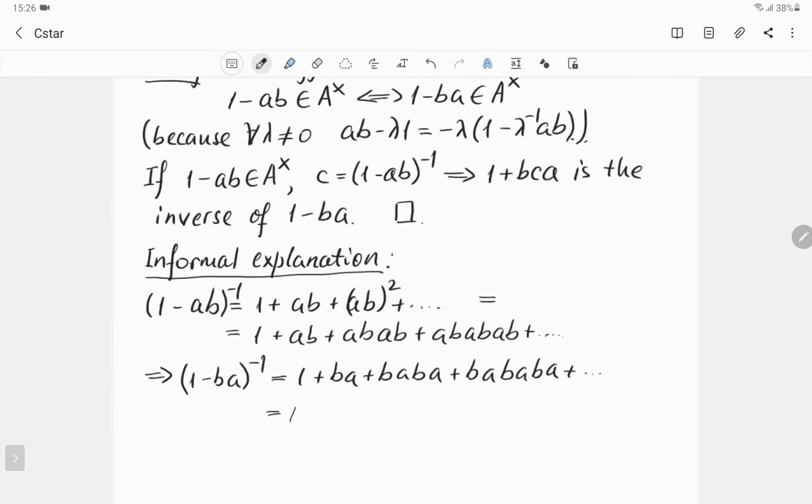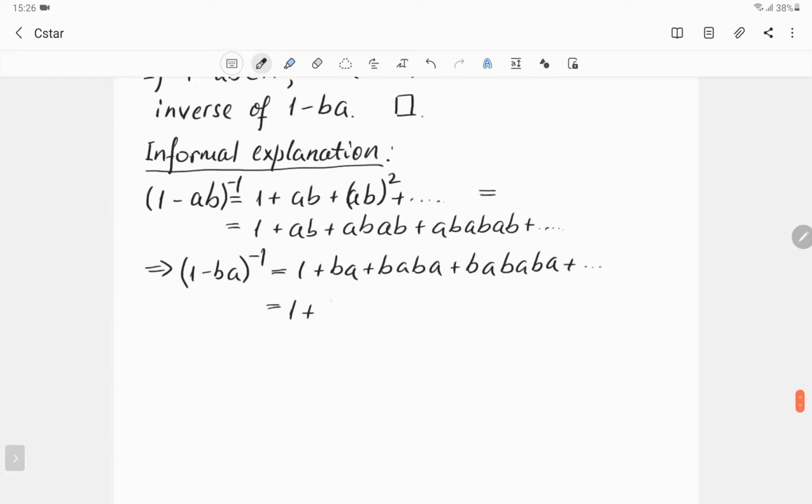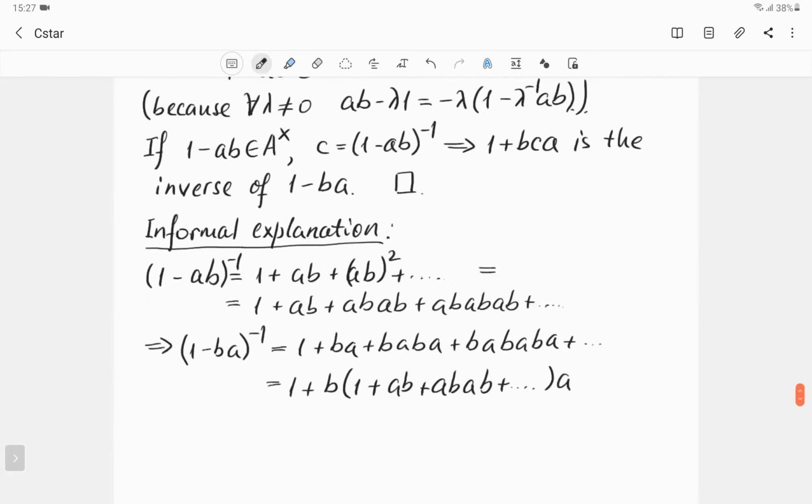And we do the following. This is 1 plus B multiplied by something and multiplied by A. And what is something? This is 1 plus AB plus AB, AB, and so on. And this is our element C. So this explains where the above proof comes from. So we just guess what the inverse of 1 minus BA is, and we check that this element 1 plus BCA is indeed the inverse by multiplying this element by 1 minus BA.